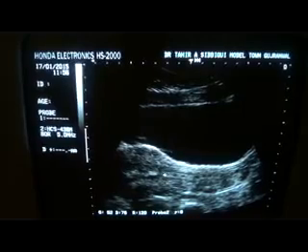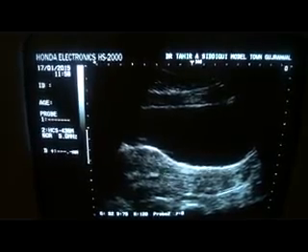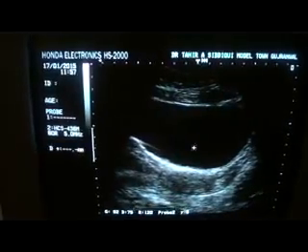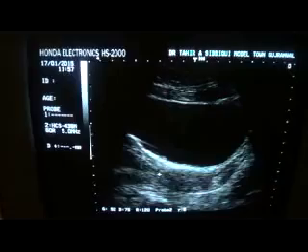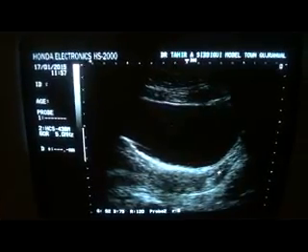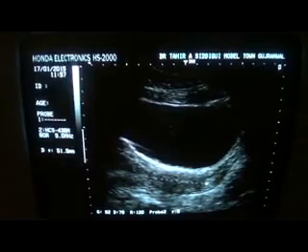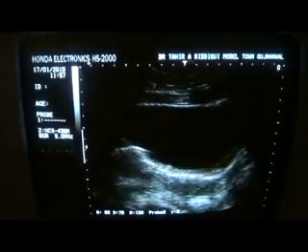the cervical region, and this is the internal os. Having aligned it with the vagina, you can see that this is the internal os, cervix, and this is the vagina. The cervical length is 5.1 centimeters in longitudinal section.